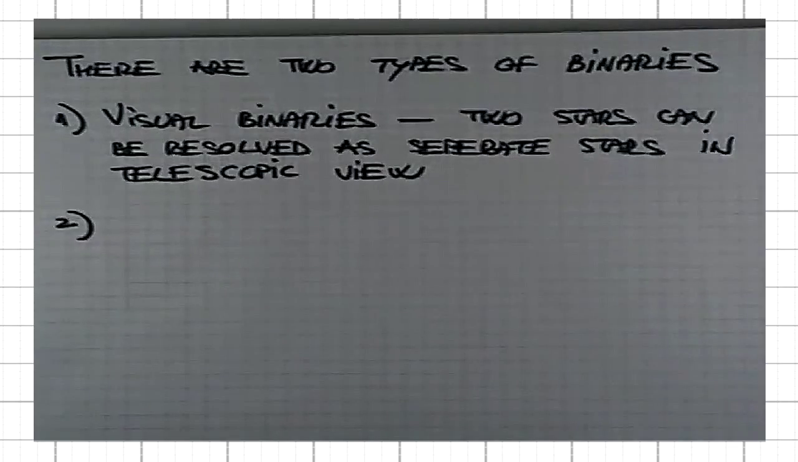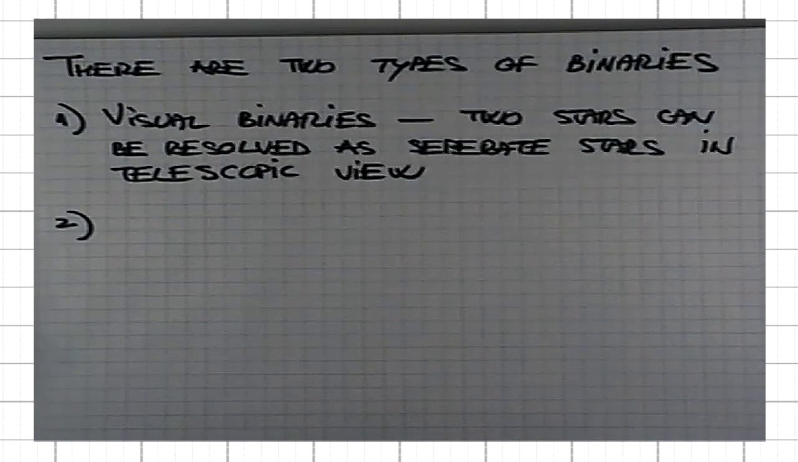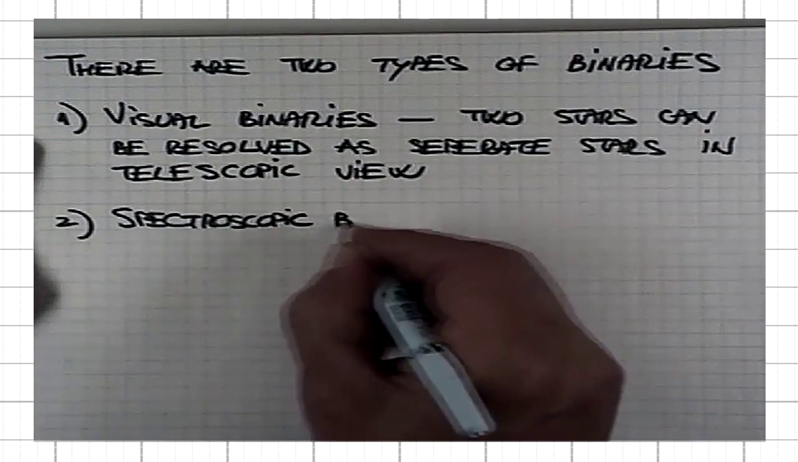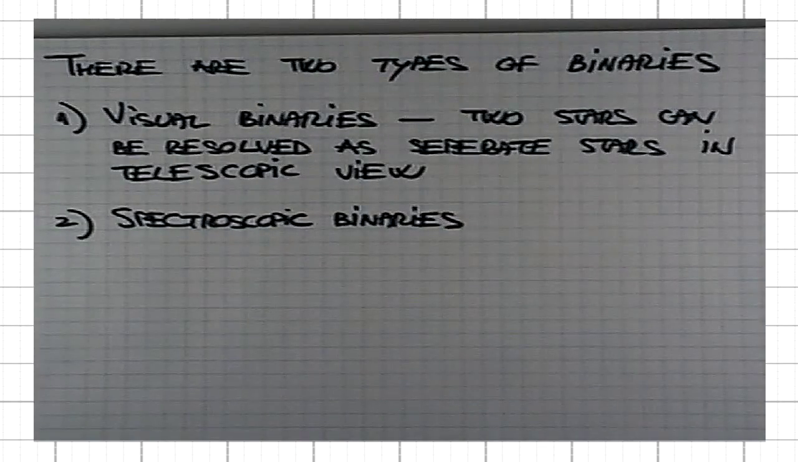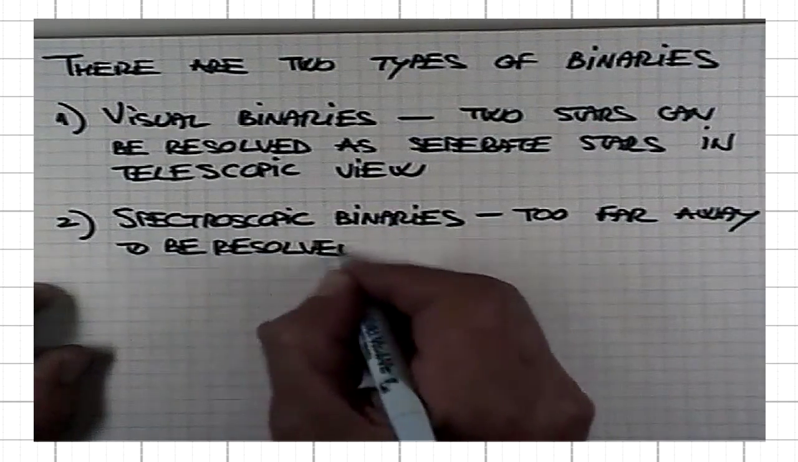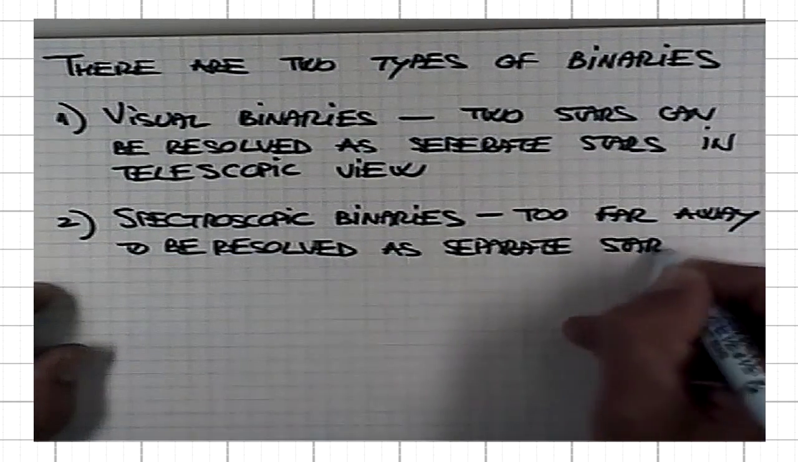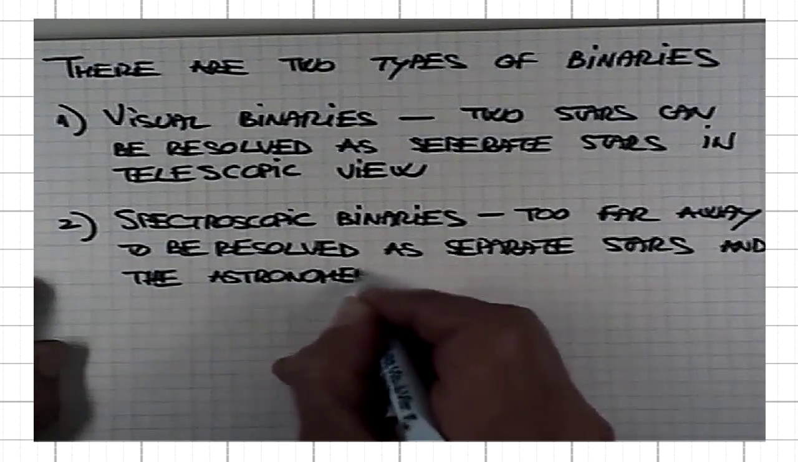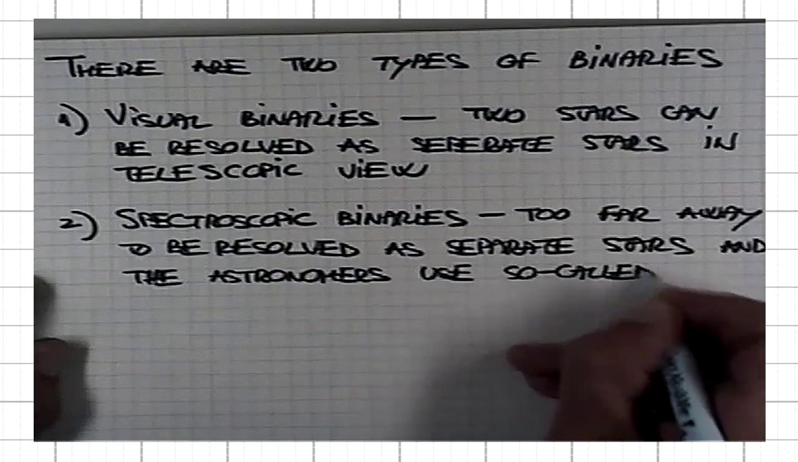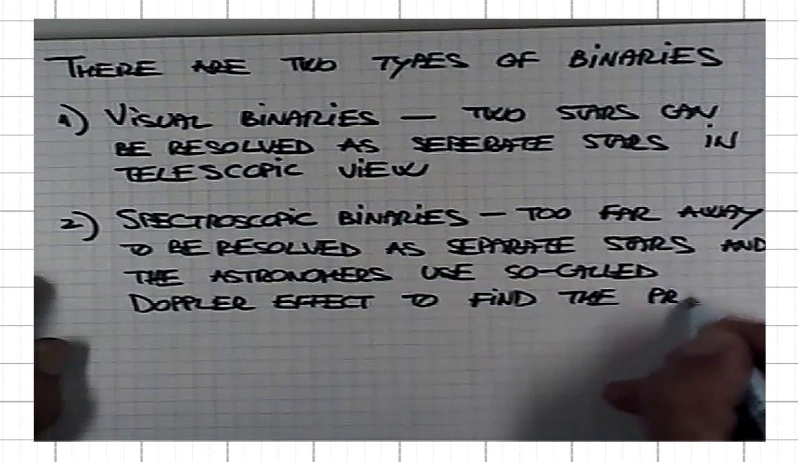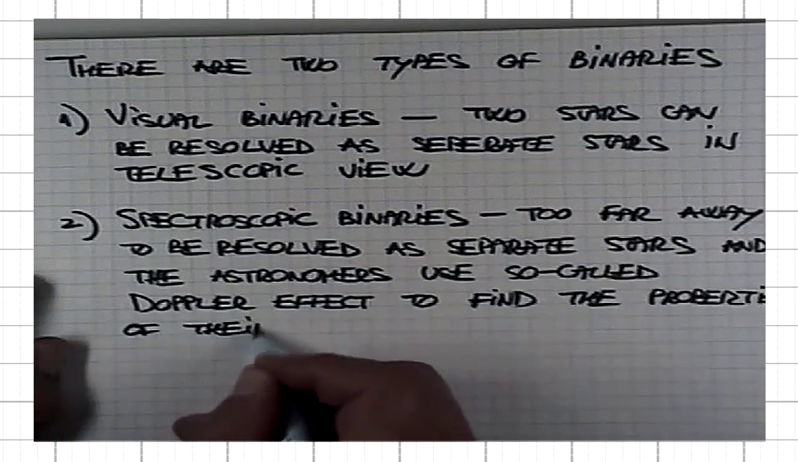And the second class are so-called spectroscopic binaries. And typically, they are too far away to be resolved as separate stars. And the astronomers use the so-called Doppler shift or Doppler effect to find the properties of their orbital motions.